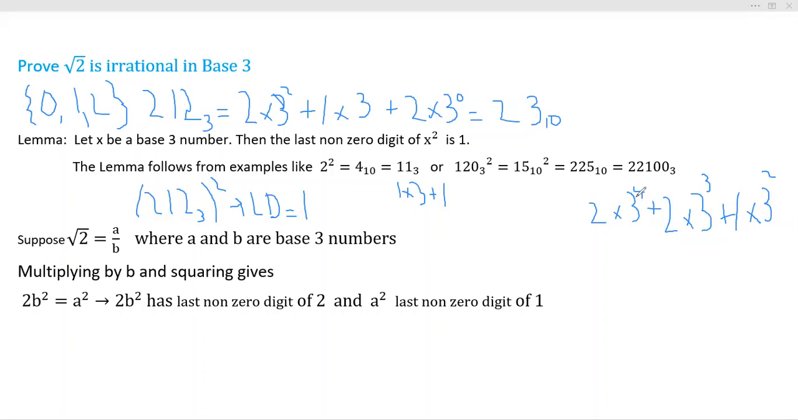So 3 to the 4th is 81, so this would be 162. This piece right here would be what? 3 cubed is 27, 2 times 27 is 54. Plus 9. And it does look like that sums to 225 base 10, right?